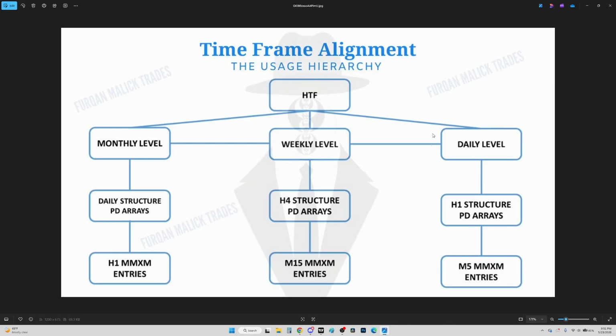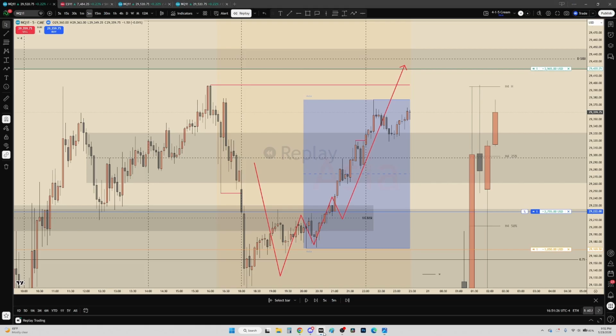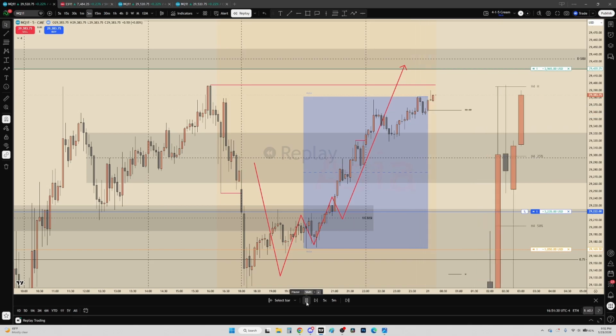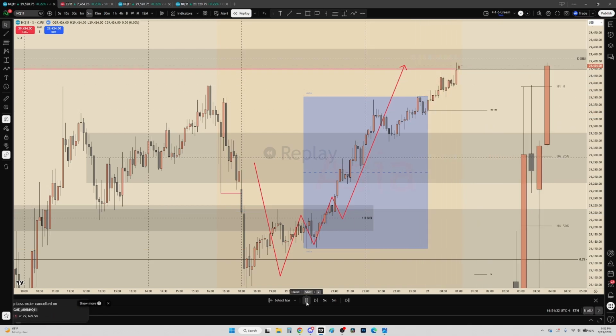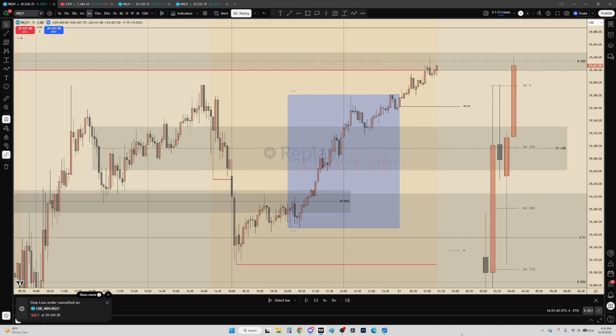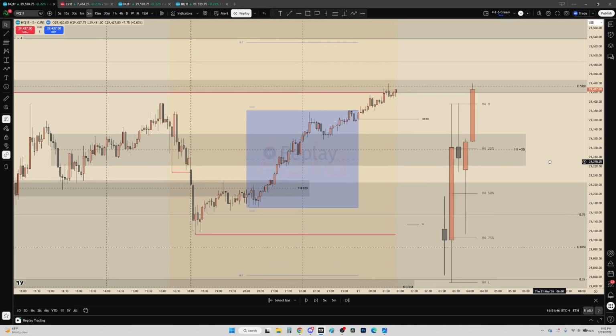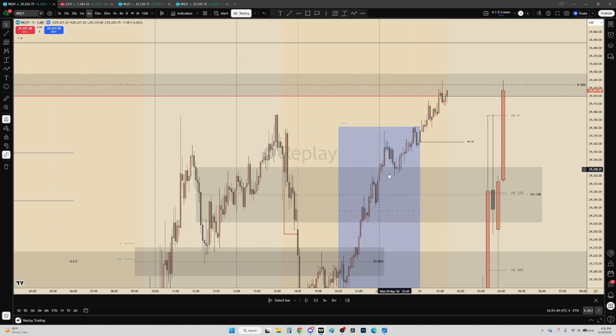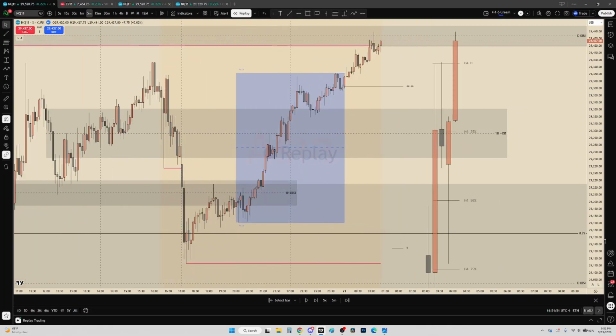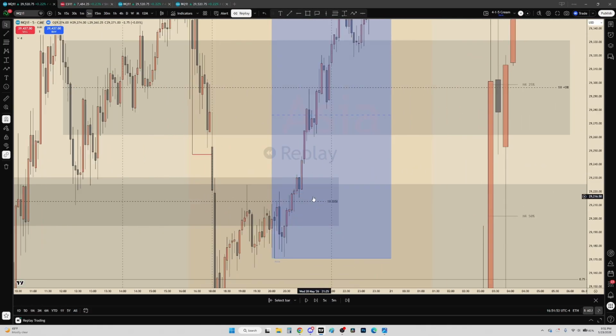Using the daily level, 1 hour structure PD arrays, and then basing our entry on the 5 minute, we were able to capture almost $4,000 profit on just this one trade on an overnight session. That's essentially how you would blend, in this case, the daily levels with the 1 hour PD array or 1 hour structure, and then using a 5 minute chart for entry.